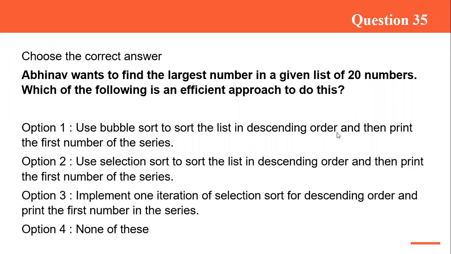Next, same thing. See the second one. Use selection sort to sort the list in descending order and then print the first element of the series. What is whole selection sort they are telling? And then print the first element. What is the selection sort complexity? Same, big O of n square. Sure, no? Big O of n square only, right? For both selection sort and bubble sort. I hope you know that.